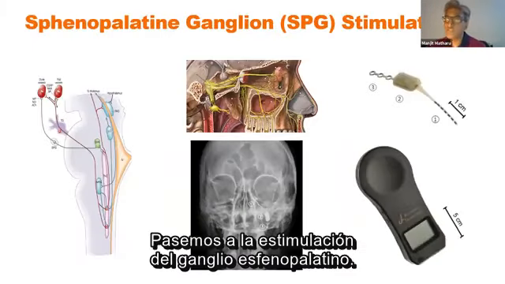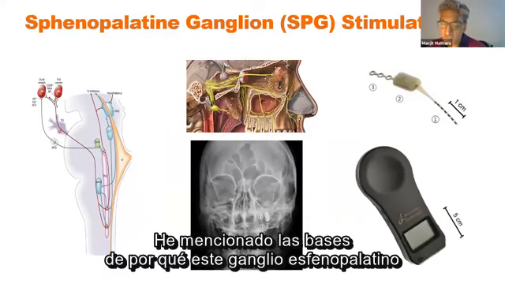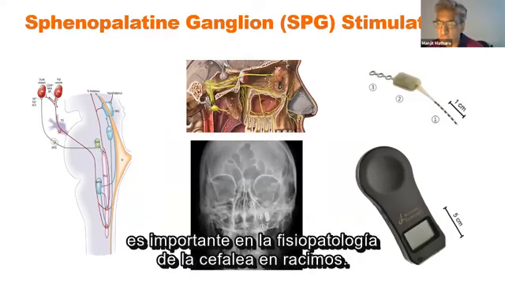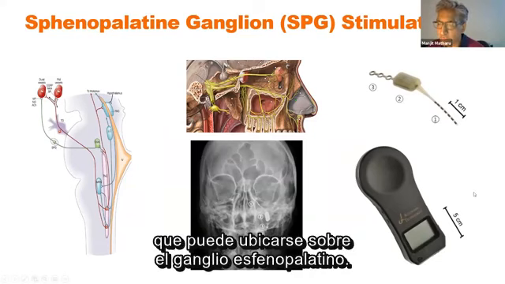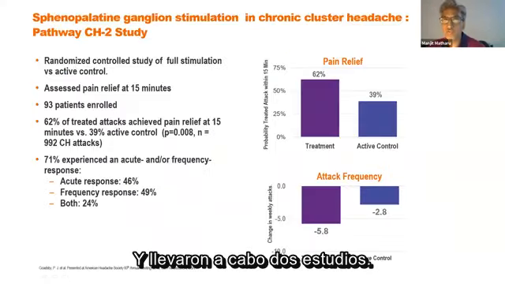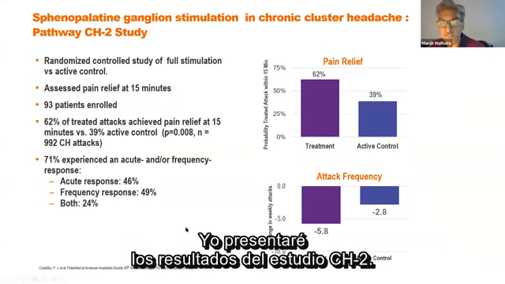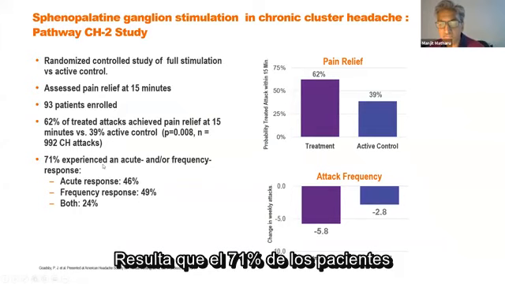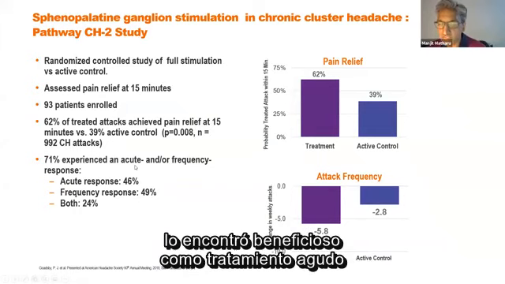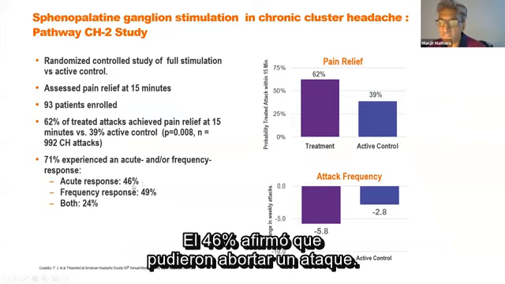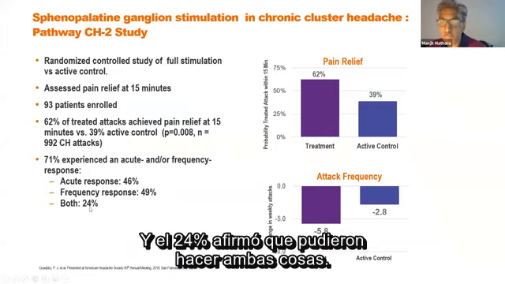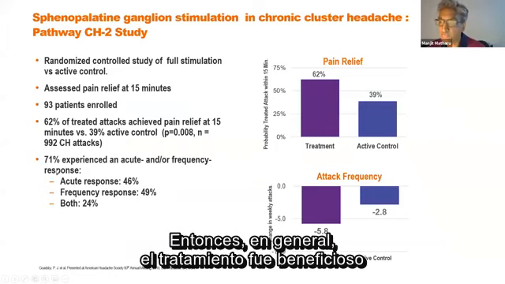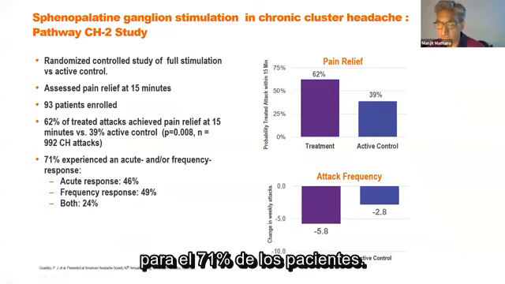So, sphenopalatine ganglion stimulation. I'll mention the basis of why this sphenopalatine ganglion is important in the pathophysiology of cluster headaches. And on the basis of this, a company called ATI developed a microelectrode which could be placed over this sphenopalatine ganglion. And they then went on to do 2 studies, of which the CH2 study has the results that I'm going to present. It turns out that 71% of the patients found it to be beneficial as either an acute treatment or a preventive treatment. 46% said they could abort an attack, 49% said they could reduce the number of attacks, and 24% said that they could do both. So overall, 71% of the patients benefited from this treatment.